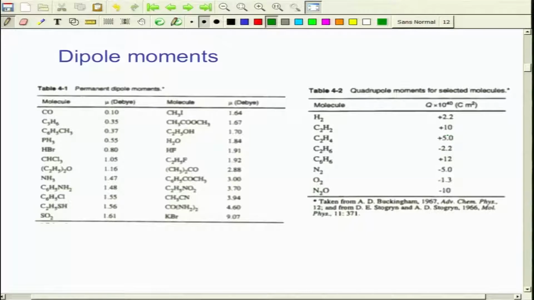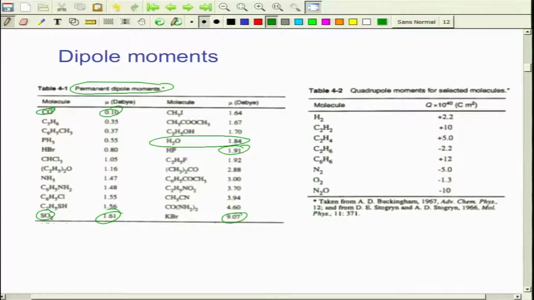Now let me summarize some of the values which we have for different molecules. Now we are talking about the permanent dipole moment, which will lead to electrostatic interaction. So you can see that we have summarized carbon monoxide, 0.1 debye, and so on. SO2 is a very strongly polarized molecule, 1.61. If you look at water, again very polarized, 1.84. HF is highly polarized. KBr, 9.09, is that kind of molecule.